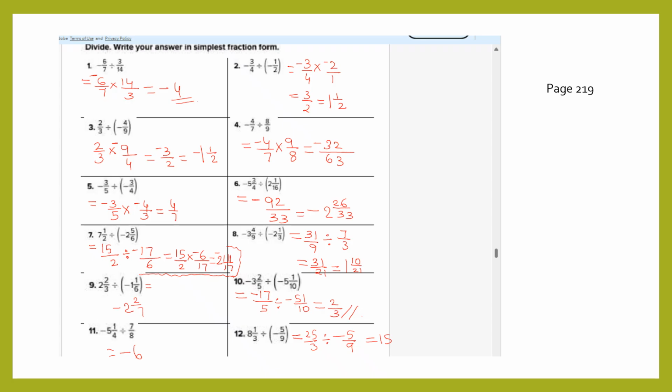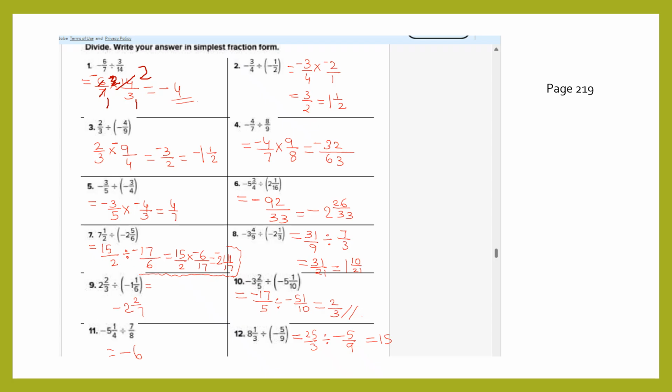So this division you change into multiplication. Then you can cancel: 7 one time, 14 two times, I divide both numbers by 7. Then 6 and 3, both numbers you can divide by 3. So this is 3, this is 2, this is 1. So 2 times 2 with the negative, minus 4 will be the answer.